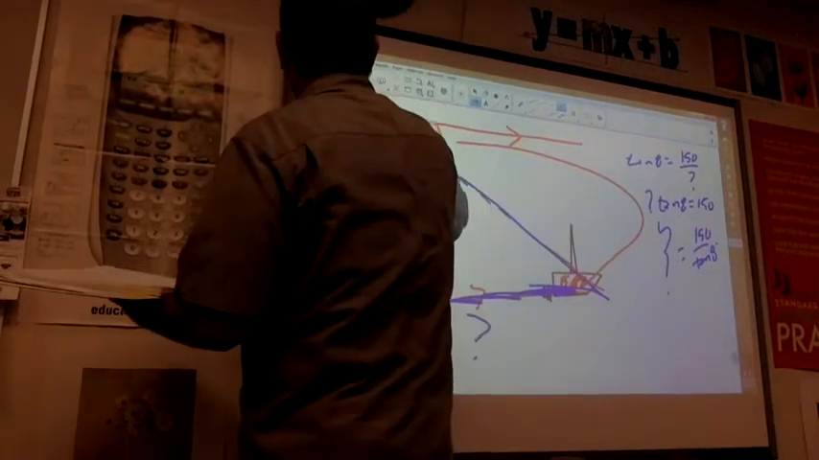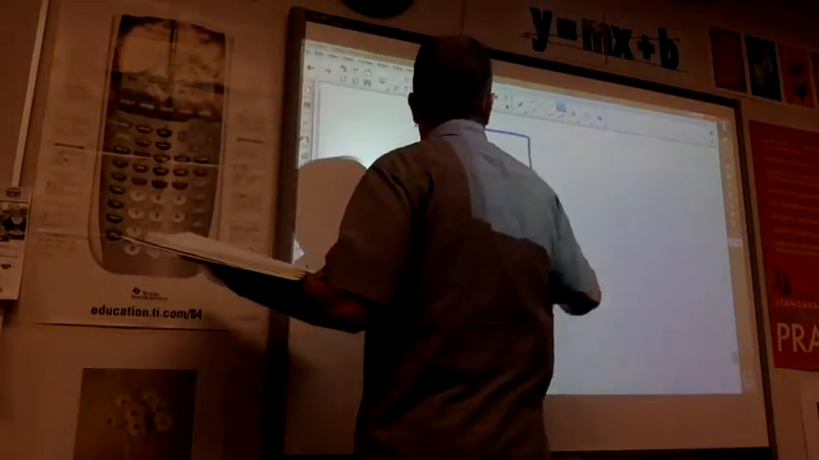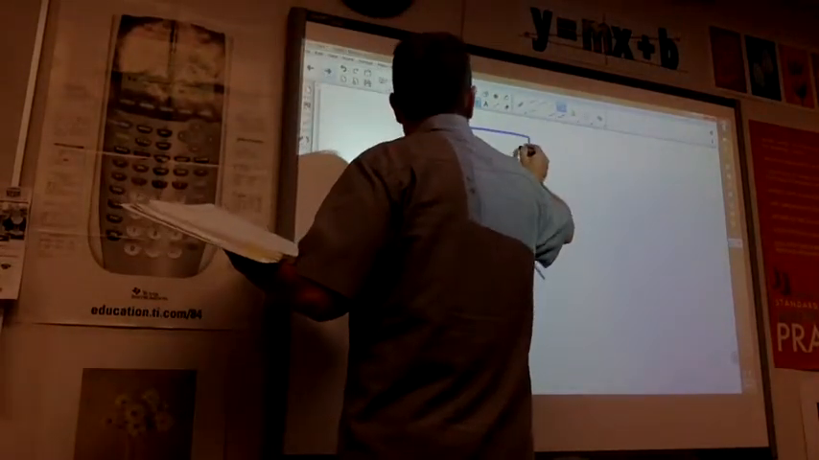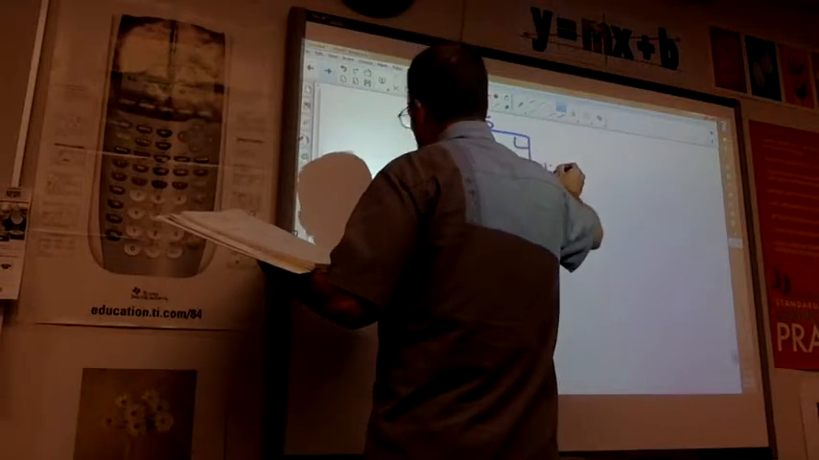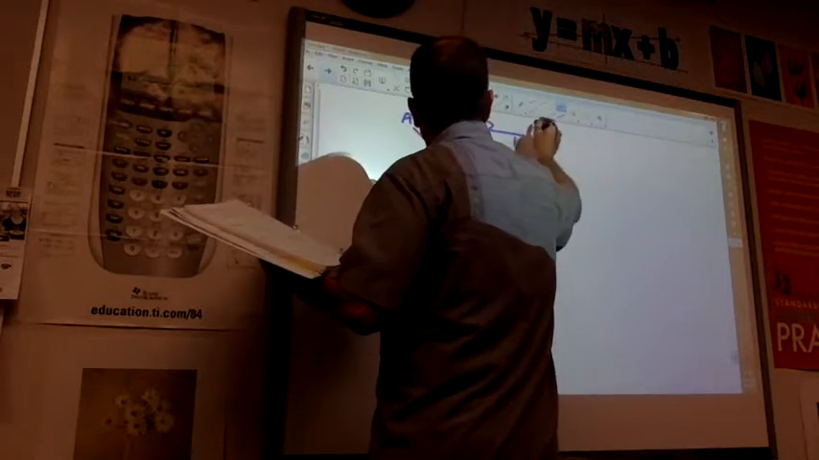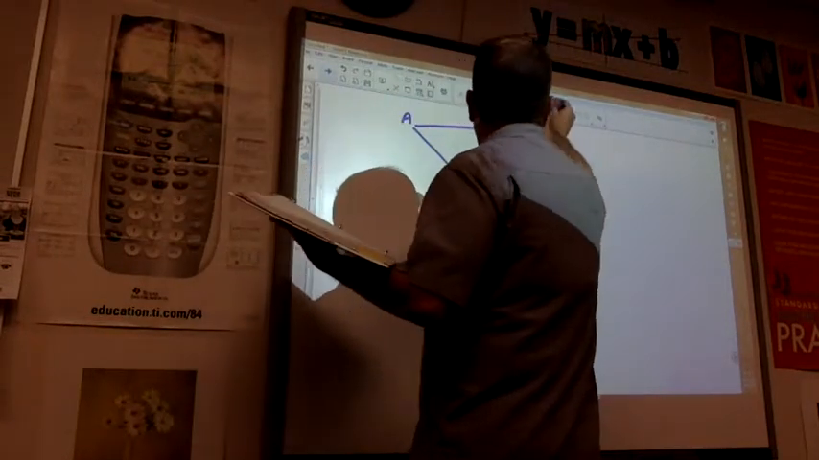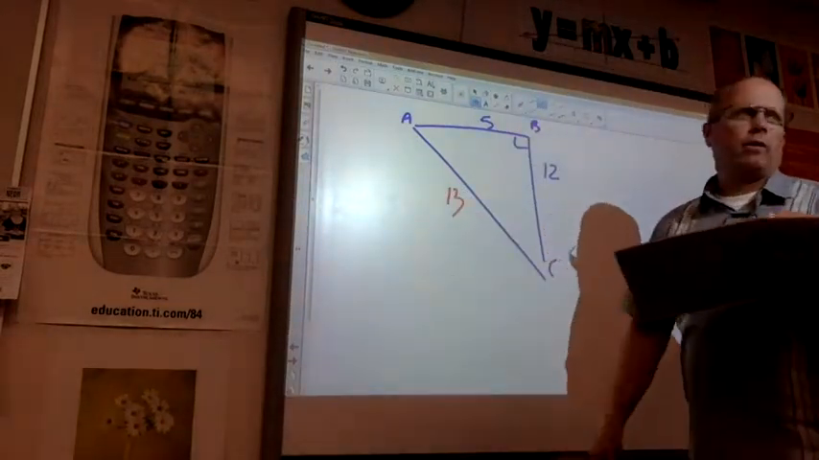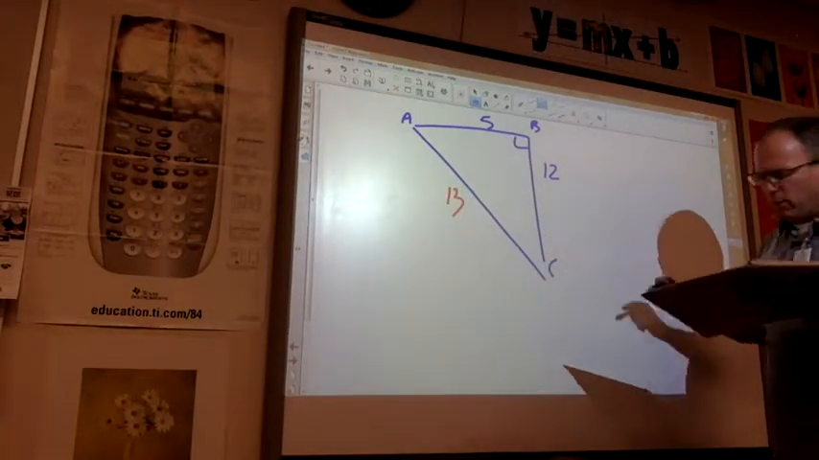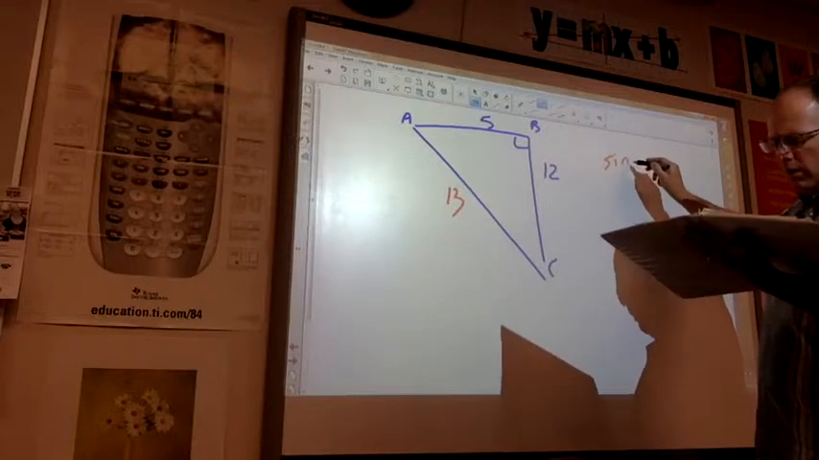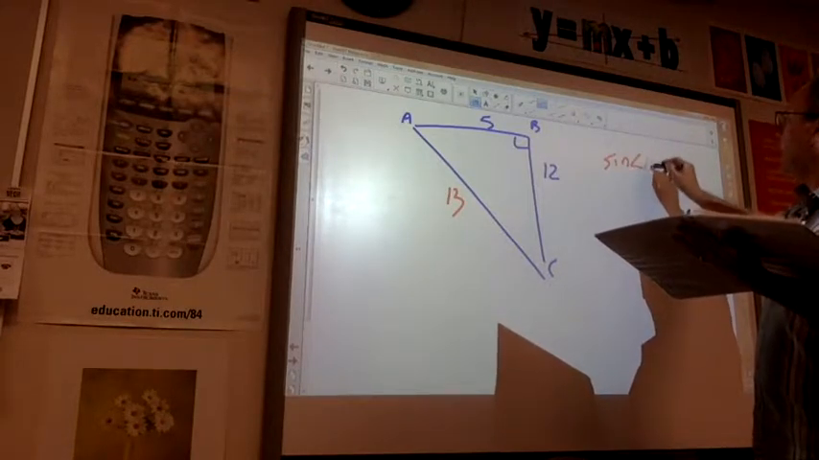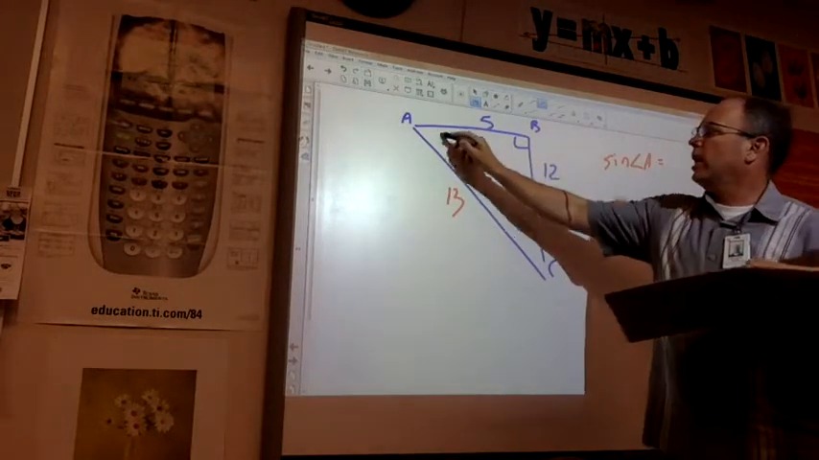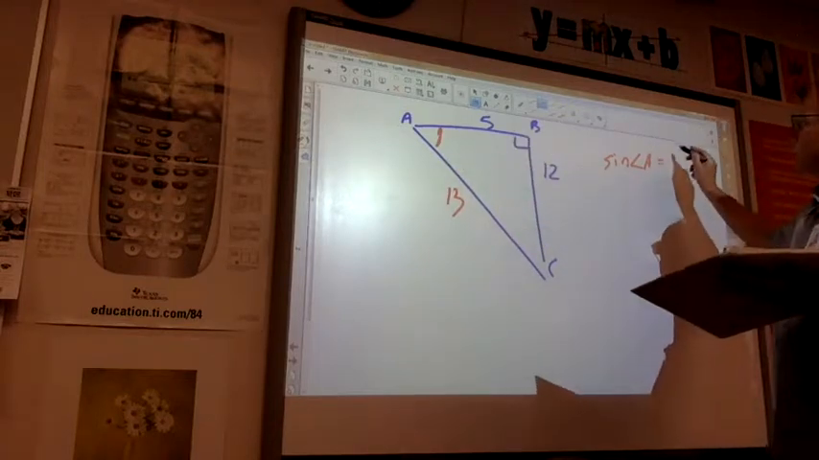Number 18. All right, if you use the Pythagorean theorem, that's 13 right there. Is that all right so far? If we want sine of angle A, we're looking for the ratio. So sine of angle A is 12 over 13.